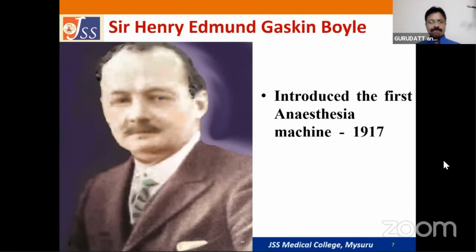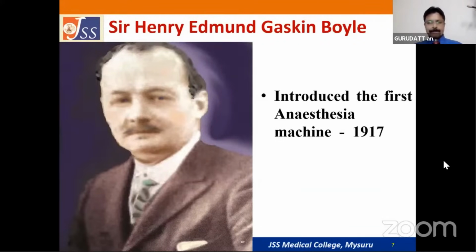Again, another question for you: who introduced the first anesthesia machine and in which year? That was in 1917, Henry Edmund Gaskin Boyle. The first manufacturers of the anesthesia machine were British Oxygen Company Limited. When they manufactured these machines under the guidance of Boyle, they were so magnanimous, they gave the machine's name to Boyle himself. These machines were called Boyle anesthesia machines. Many of our senior surgeons, even today, even for the workstation, call it the Boyle machine. That was what was done in 1917.